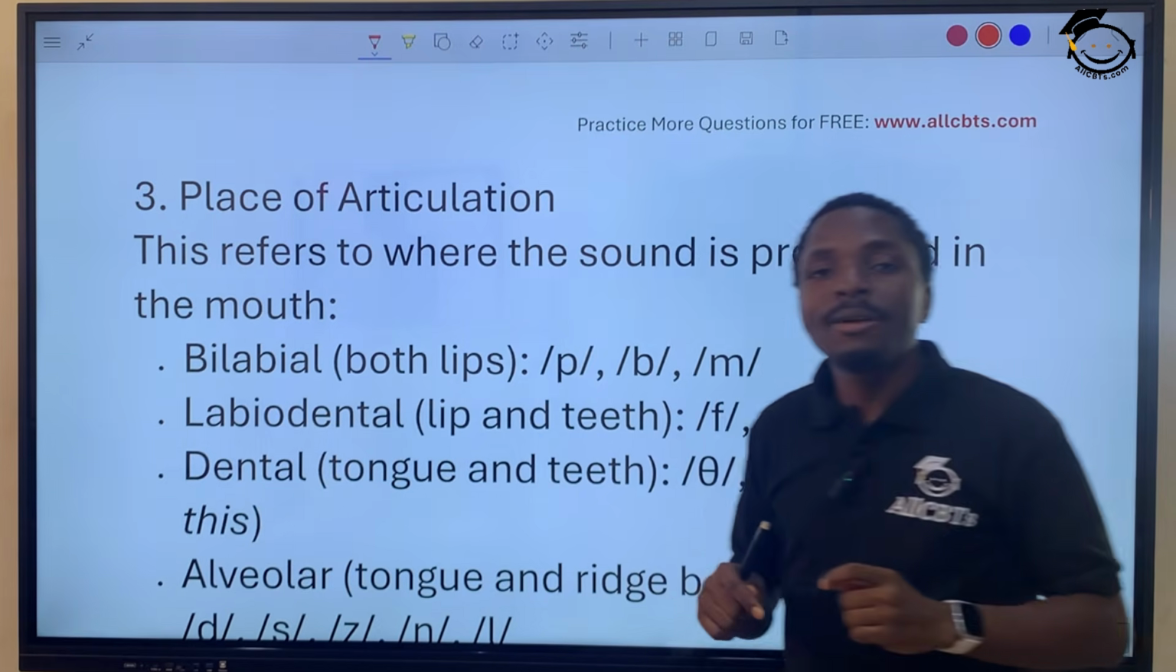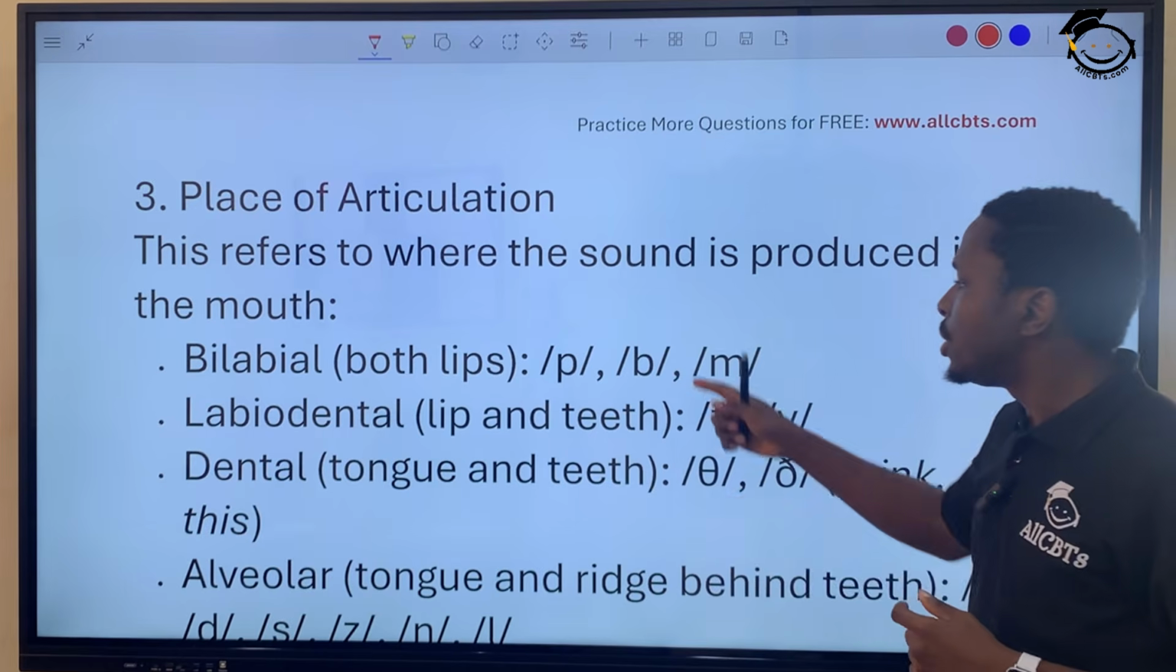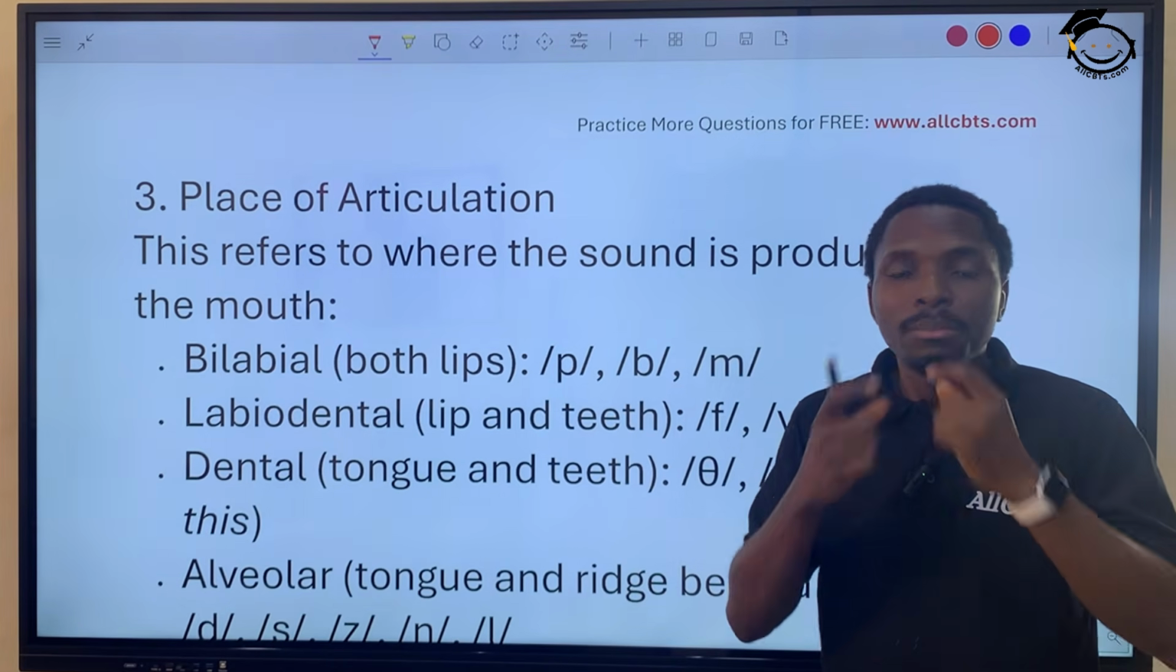For example, you have P, you see, both lips in action. You have B, both lips in action.